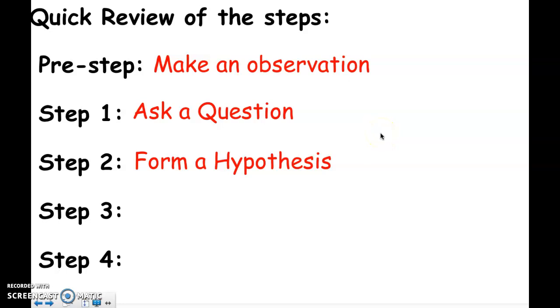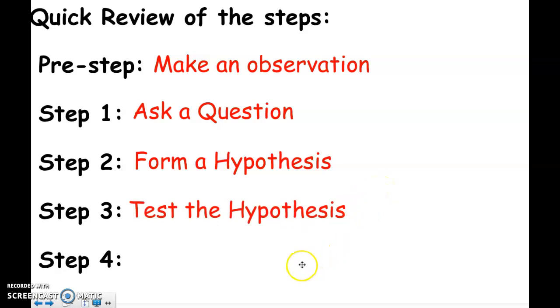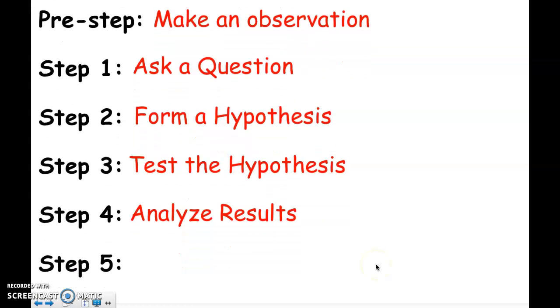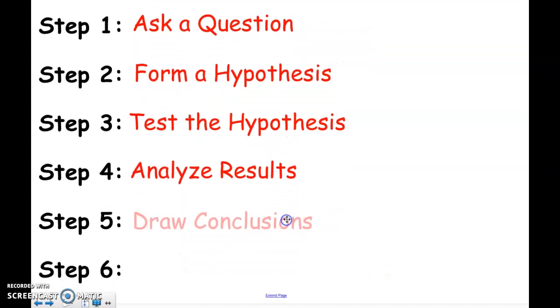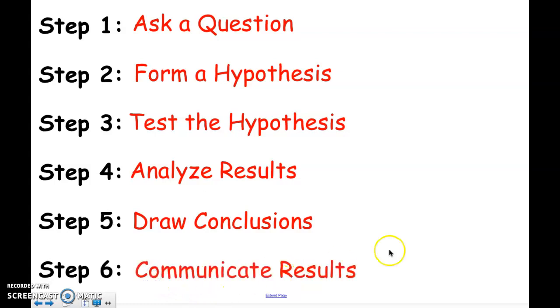Remember, the steps of those we'll go over in a little bit. Step three is to test the hypothesis. This is where you actually do the experiment. Step four is analyze the results. This is where you go through your data and try to make sense of it. Step five is where you draw conclusions. This is where you look to see whether you were right or wrong in your experiment. And step six, finally, is to communicate results. So that was a real quick overview of those steps.